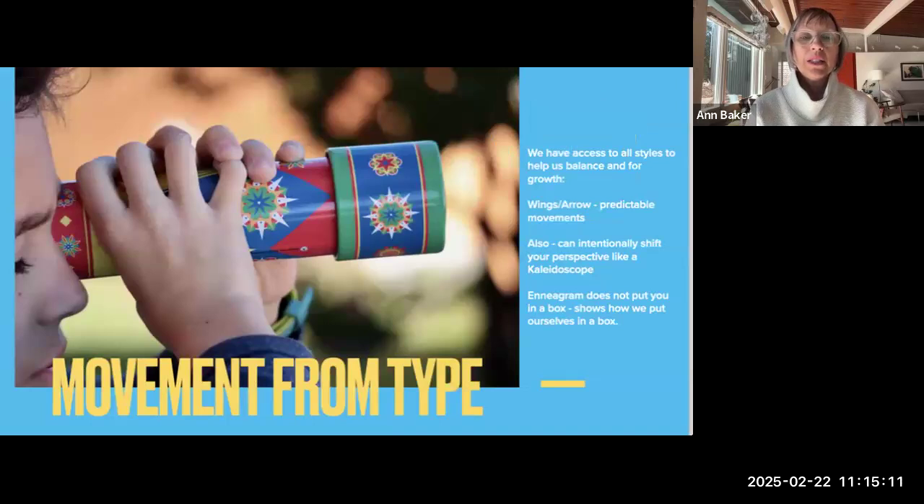So I like to use this photo with the boy with the kaleidoscope for a couple of reasons. Number one, he's a young child, and it's good to have that attitude of innocence and play when we are delving into learning about ourselves and exploring new ways of being in the world. So in the kaleidoscope, you have the circle of the Enneagram. If you just move a kaleidoscope a little bit one way or the other, you're going to get a totally different set of colors and patterns.